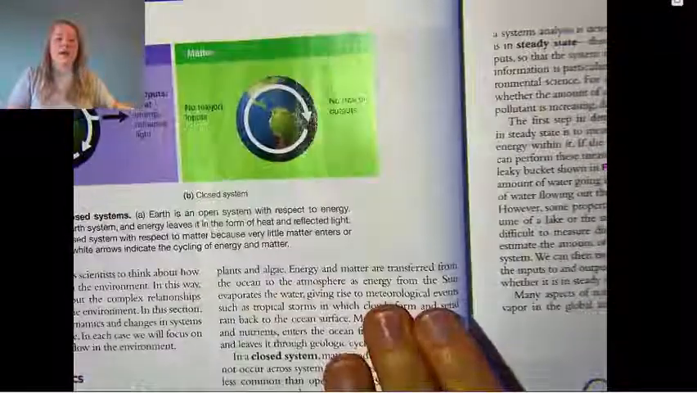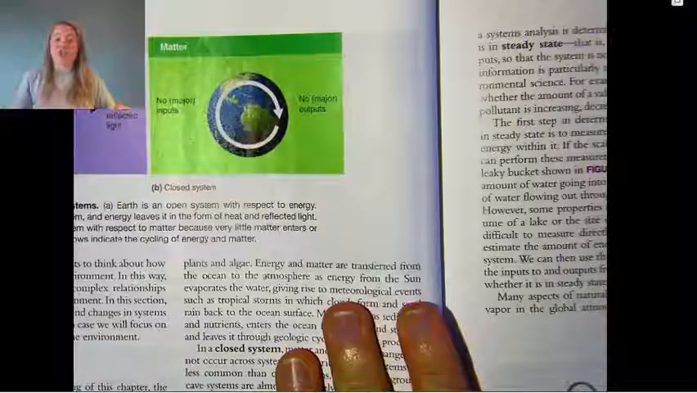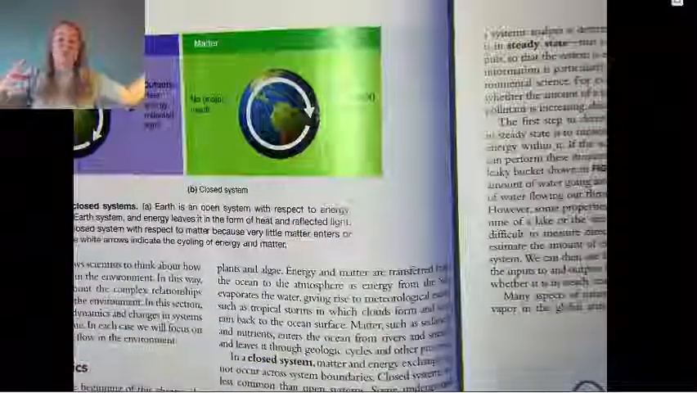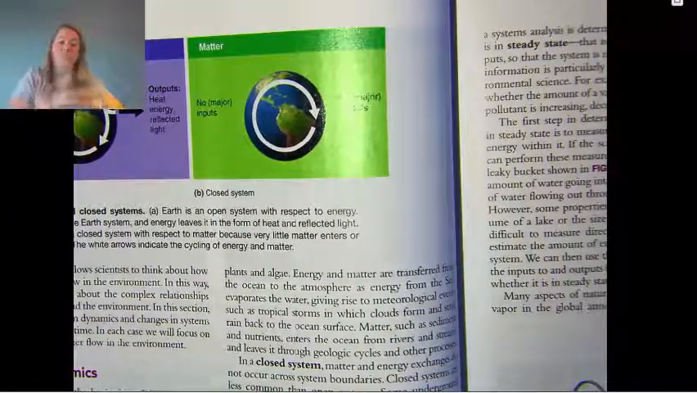If you do not have any major inputs and you do not have any major outputs, so nothing's coming in, nothing's going out, that's a closed loop. So it's a closed system.